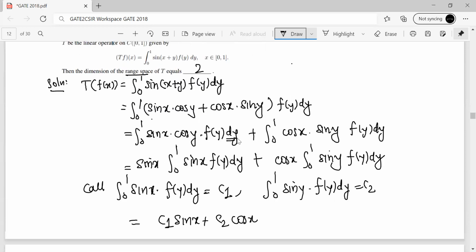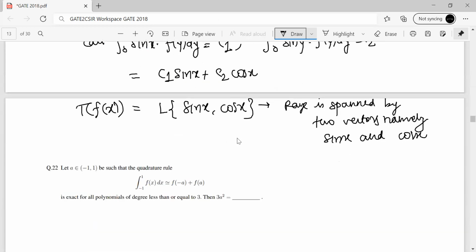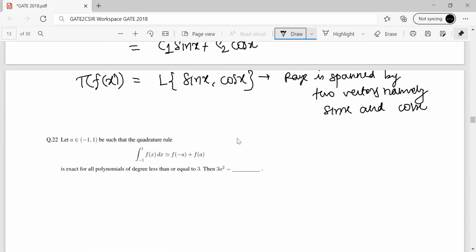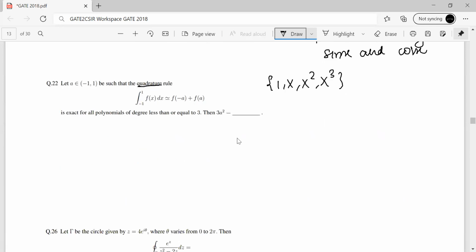Now let's solve the next one. So here you have to apply the quadrature rule, and it says this quadrature rule for the integral from minus 1 to 1 of f of x is exact for all polynomials of degree less than or equal to 3. That means we can play the game for 1, x, x square and x cube. They want 3a square. Okay, so let us solve.